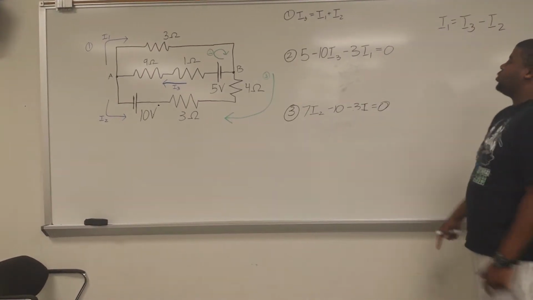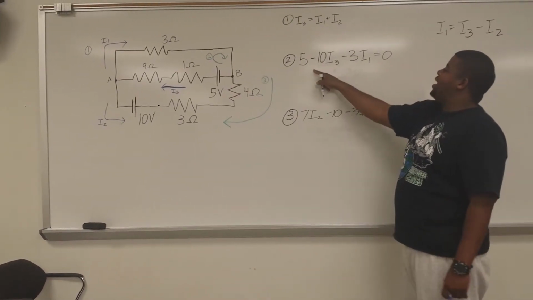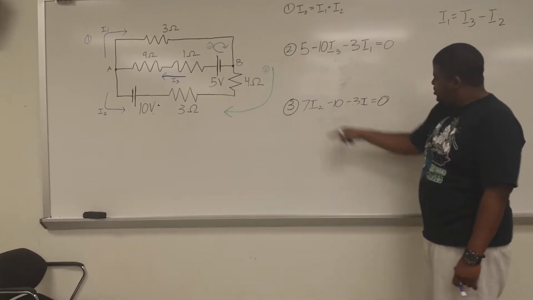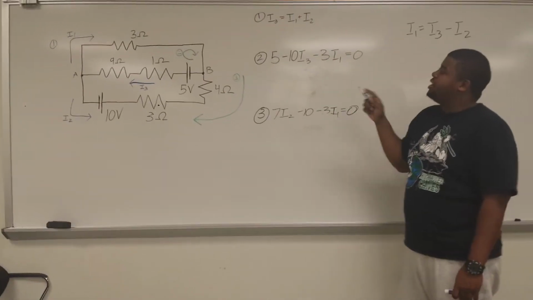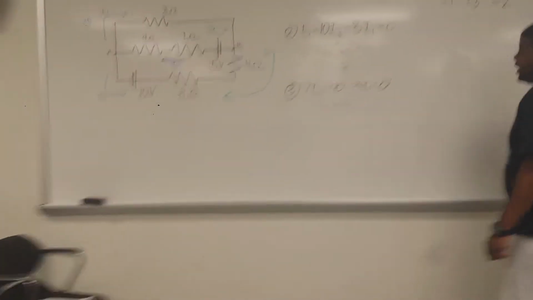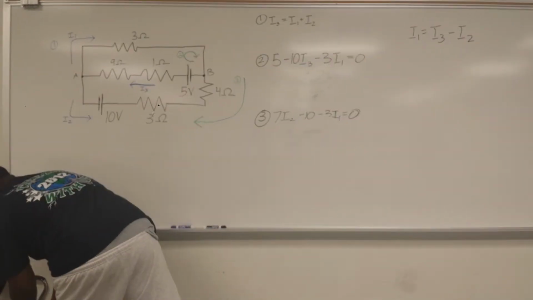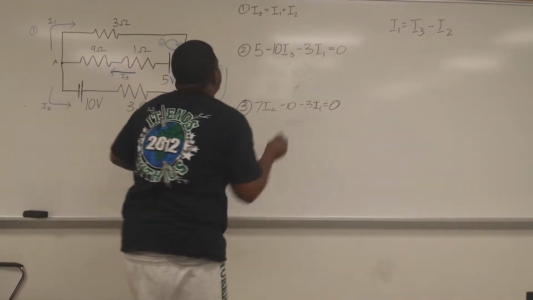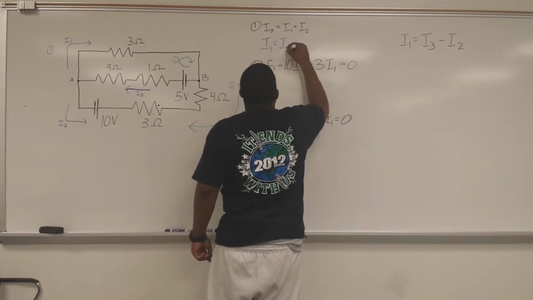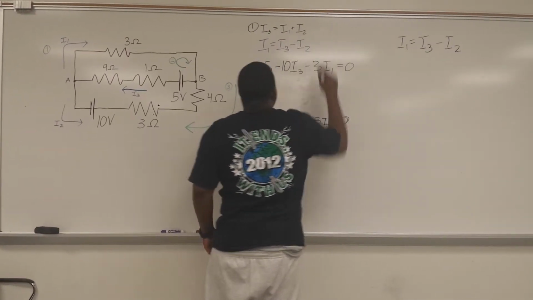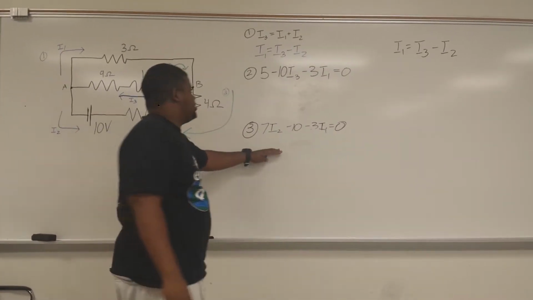Now, as you can see, in equation 3 and equation 2, I have I3 and I1, I2 and I1. But I'm looking for I3. So there's a way I can manipulate these equations where I can get I1 so I can solve for the rest of them, which is I1 is equal to I3 minus I2. Now, I can solve this for I3, and I can solve this for I2.